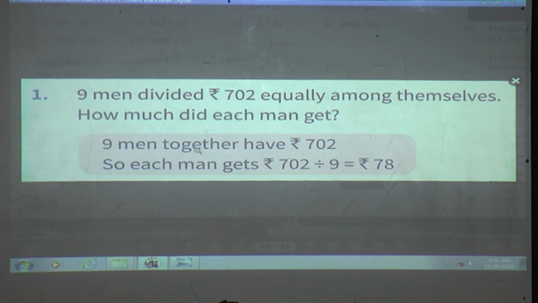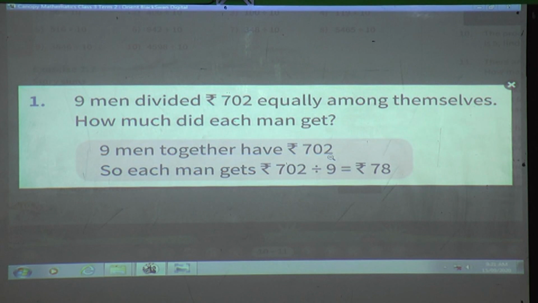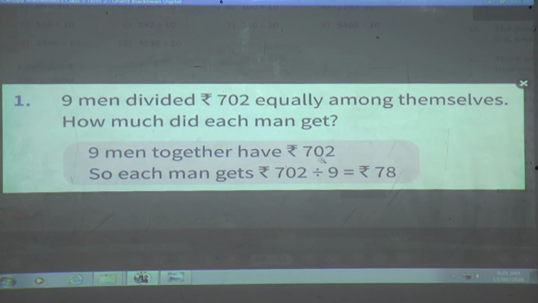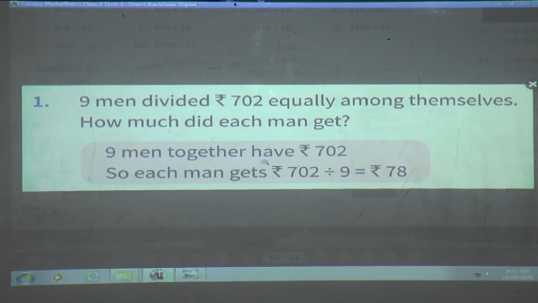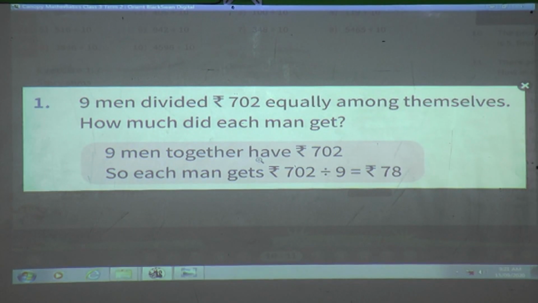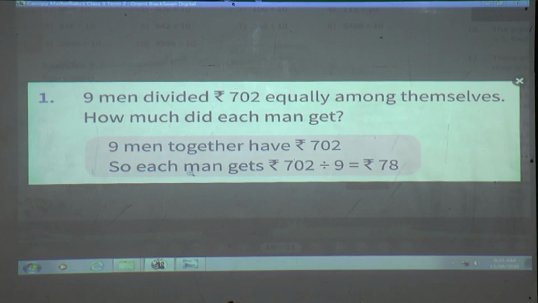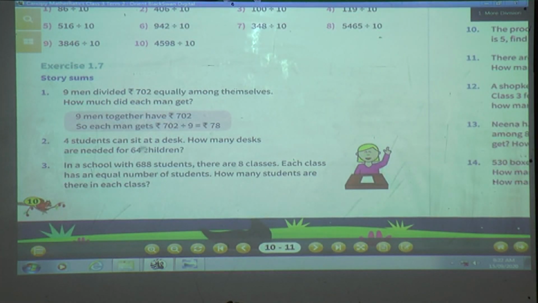See, 9 men together have rupees 702 and these 702 rupees they have divided equally among themselves. So here how many men are there? There are a total of 9 men. Yes, and rupees 702 they have divided among 9 men. Then each man will get rupees 78. Okay. See the second one.